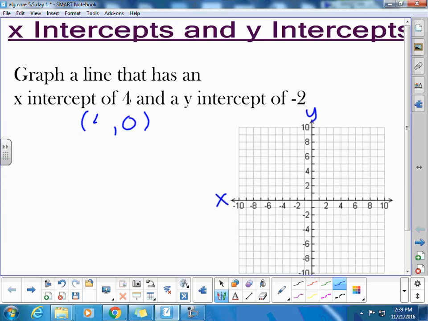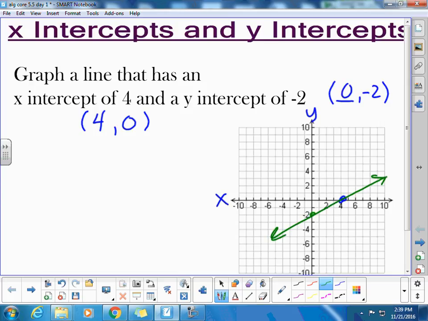So we're going to have 0 up, 4 over. And the y-intercept is the opposite way. I know my x is 0, so I go 0 over, and in this case down 2. Or you can just look at x-intercept of 4. Where does it hit x? At 4. Y-intercept of -2. Where does it hit y? Right there. It's just that line.